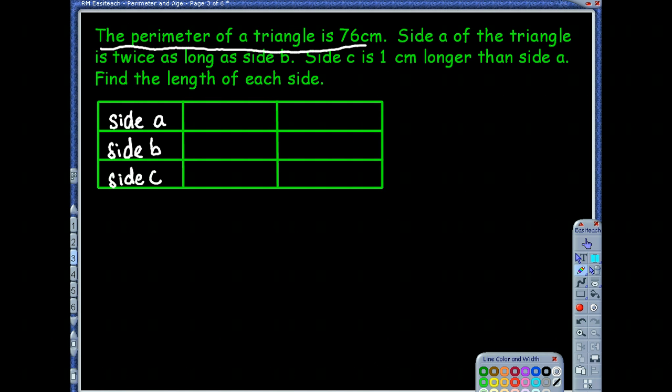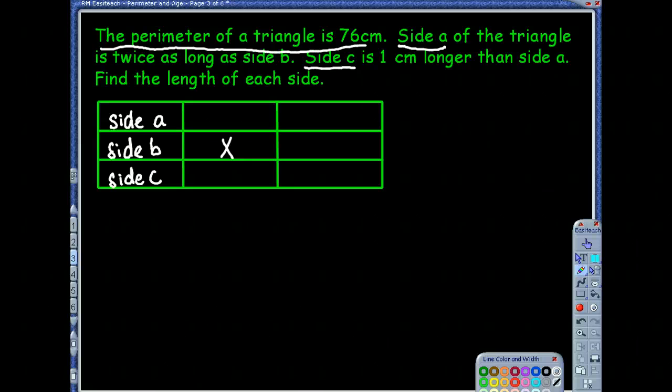Now, we need to figure out which of these pieces we know nothing about, because right now we do have some information. They do tell me something about side A, that it's twice as long as side B. They tell me something about side C, that it's 1 longer than side A. The piece that I'm missing here is side B. I have A and C, I don't know B. So I'm going to go ahead and give that my variable. And if you wanted to, you could even just call it B.